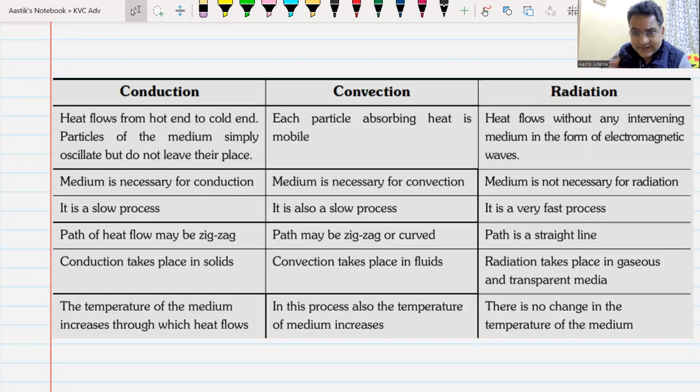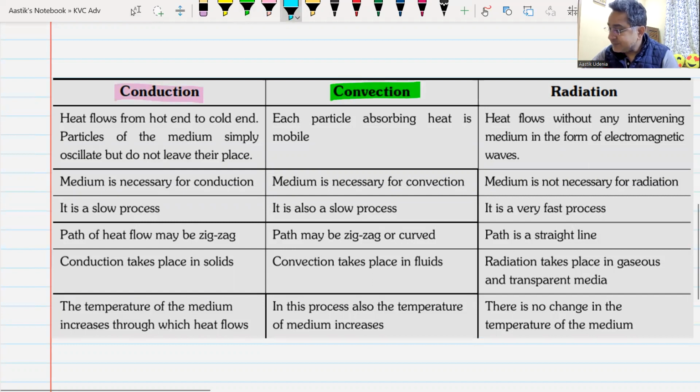So we move ahead, and this is a very important table which summarizes all the points of conduction, convection, and radiation. Let me quickly go through them. Conduction, pink; convection, green; this, blue. In conduction, heat flows from the hotter end to the colder end. The particles oscillate but do not leave their place.